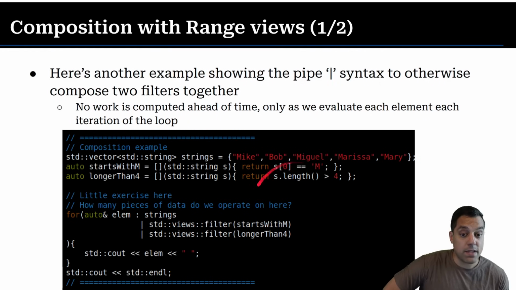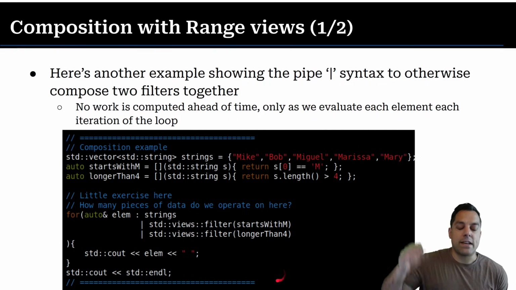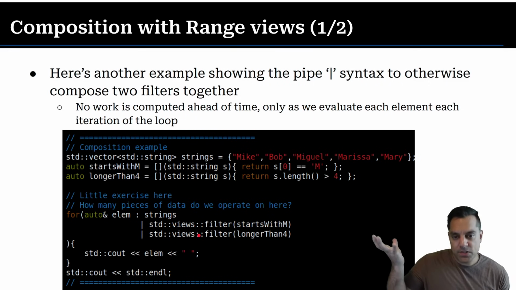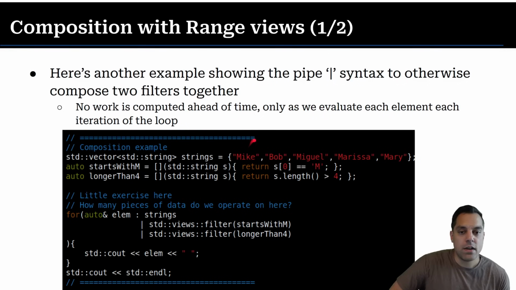Bob also doesn't pass. Miguel, that's part of my strings here. It starts with M, and it's longer than 4 characters. Okay, now start processing things. Okay, so that's the sort of advantage of the lazy evaluation, right? We're tossing out pieces of the data before we even process them.